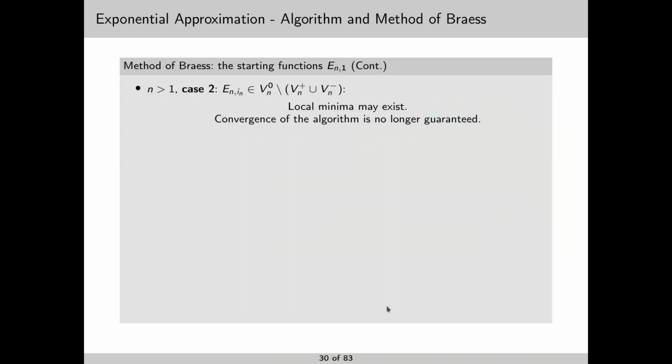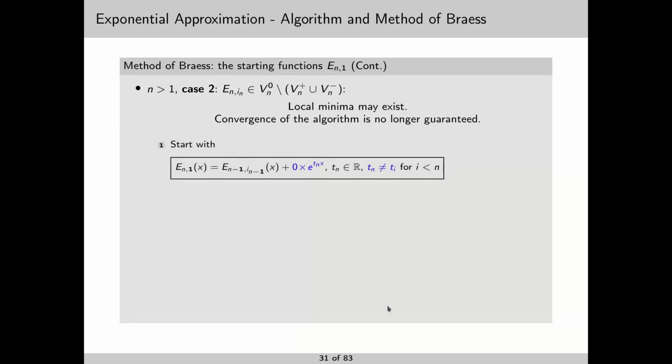Case 2 is a situation that the best approximation with respect to V sub n is neither an element of V sub n plus nor V sub n minus. We know from the theory that here local minima may exist and convergence of the algorithm is no longer guaranteed. As in case 1, we start the calculation with the most recent best approximation plus this zero value term where coefficient an is 0 and tn different from the other coefficients ti.